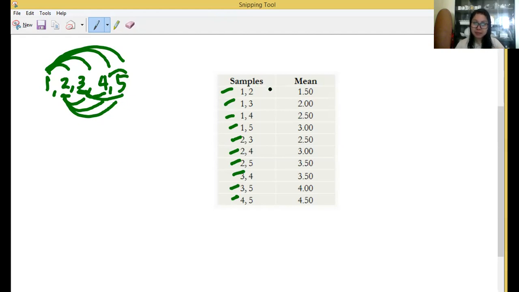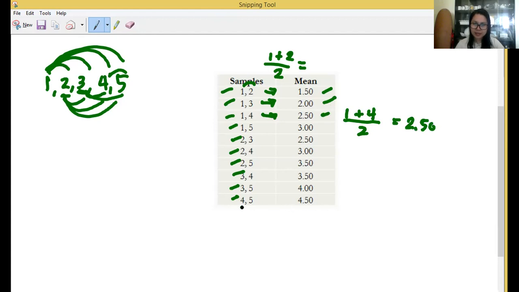Then let's have the mean. How do we do this? You add the numbers. 1 plus 2 divided by 2, because there are 2 numbers. So that's going to be 1.5. Next, 1 plus 3, that's 4, divided by 2, that's 2. Next, 1 plus 4, that's 5, divided by 2, that's 2.5. Until you arrive in the last one. 4 plus 5, 9, divided by 2, that's 4.5.